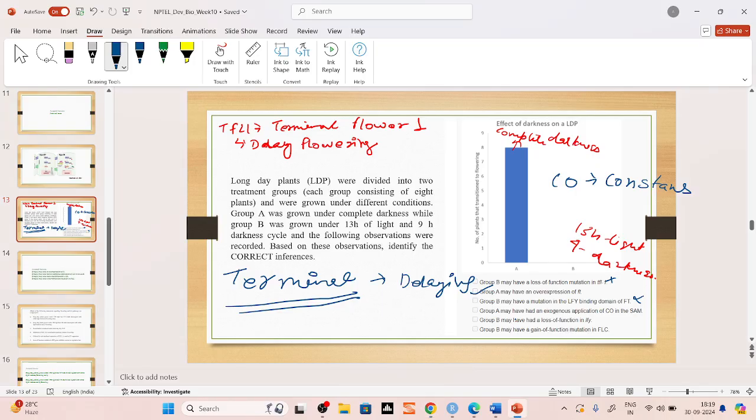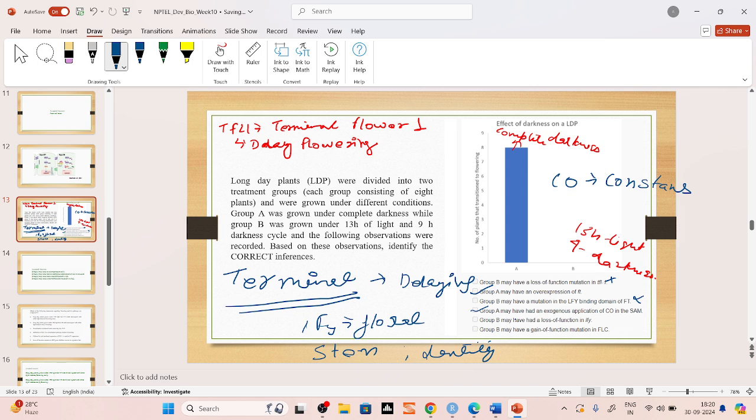So this is correct. Then group B may have had a loss of function in the leafy gene. So this is LFY, LEAFY, that is the full form. Now this leafy gene again is responsible for maintaining the floral stem identity. This leafy gene is responsible for maintaining the floral stem identity.